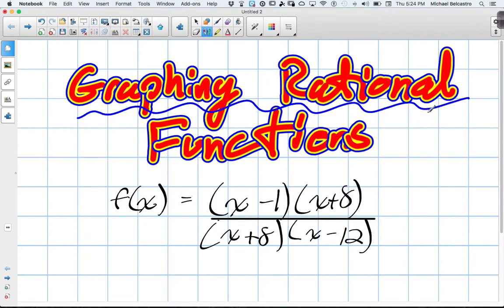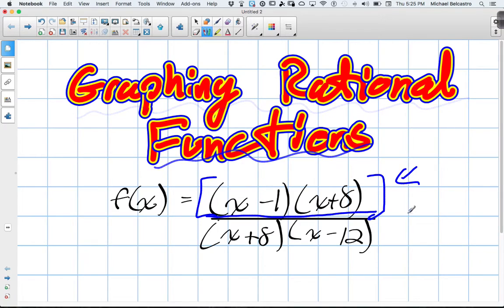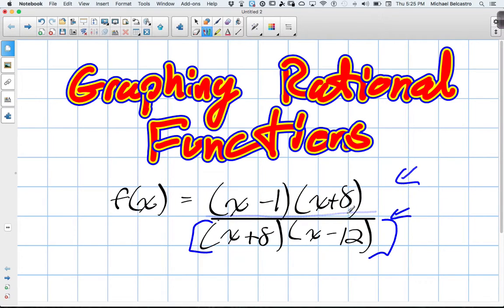Let's go over graphing rational functions. A rational function is the idea of a polynomial. So let's say the numerator of this fraction is a polynomial divided by another polynomial. So rational functions are essentially polynomials divided by polynomials. That's what they mean.